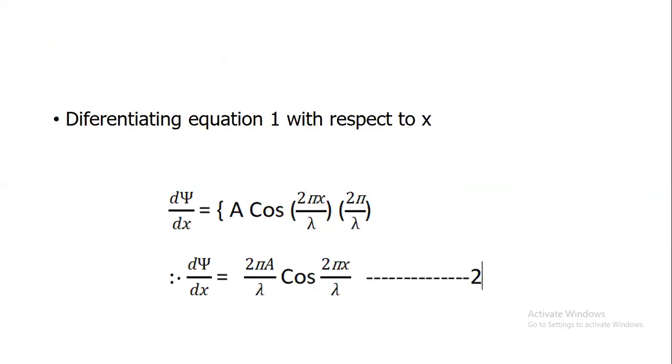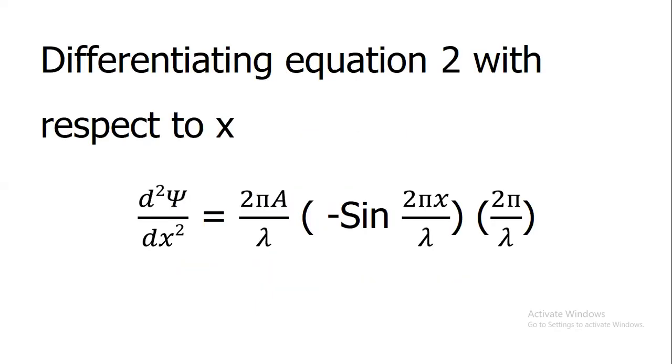Differentiating equation 1 with respect to x, we get dψ/dx = A cos(2πx/λ) times 2π/λ. So dψ/dx = (2πA/λ) cos(2πx/λ). Differentiating again with respect to x, d²ψ/dx² = (2πA/λ) times minus sin(2πx/λ) times 2π/λ.